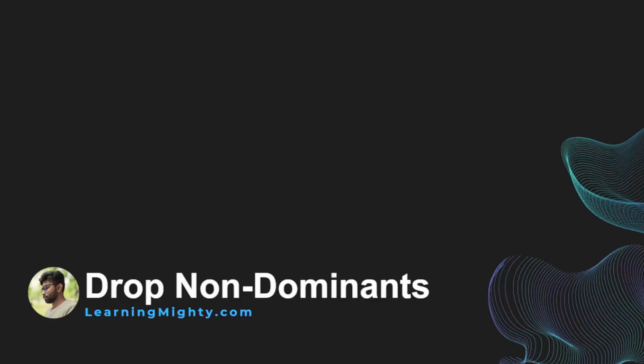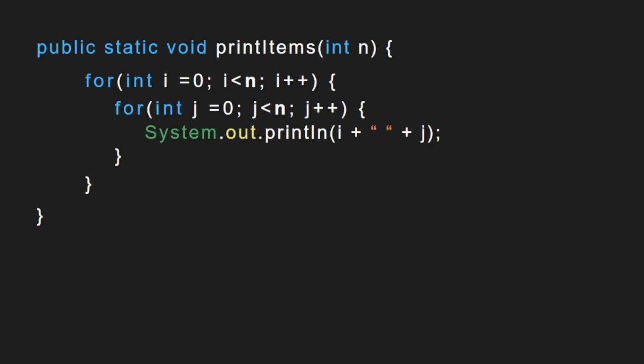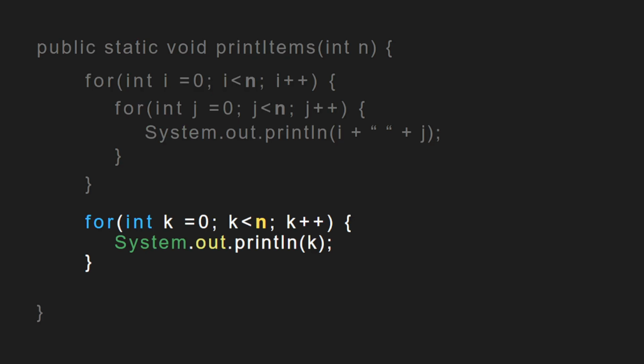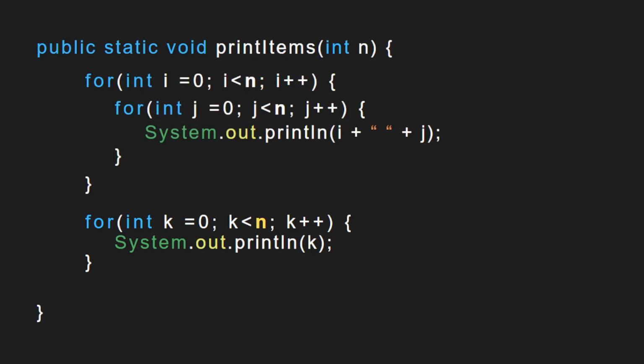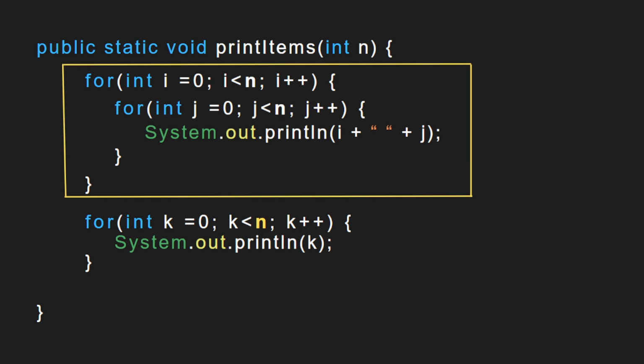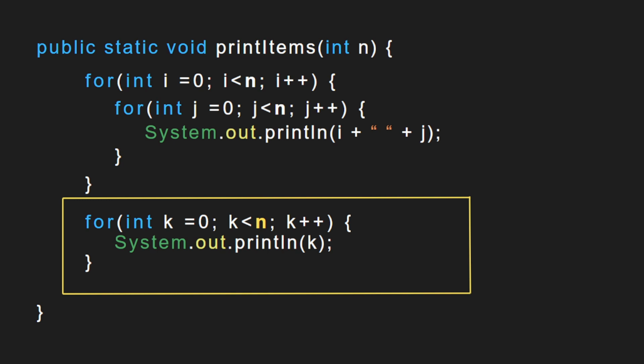Welcome to episode 6. So now we are going to look at another way that we can simplify big O. That's called drop non-dominance. To illustrate this, I'm going to start with the nested for loop that we saw previously, but I'm going to add an additional for loop after this. So we have our nested for loops above and a separate standalone for loop down here.